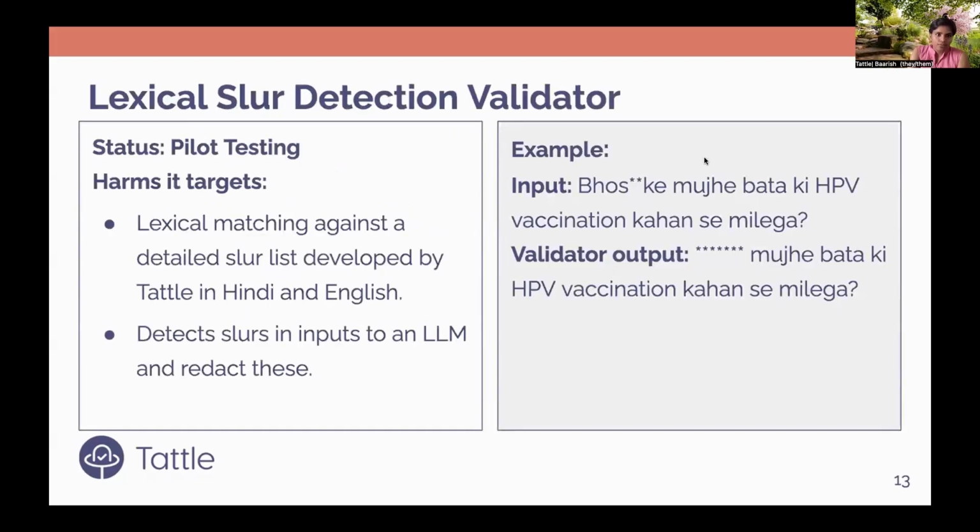But I'm going to present to you now what those 6 were. So the first one that we developed was the lexical slur detection. What this does is that it does a lexical matching against a detailed slur list that has been developed by Tattle in both Hindi and English. And it detects slurs in the inputs to an LLM and redacts them.